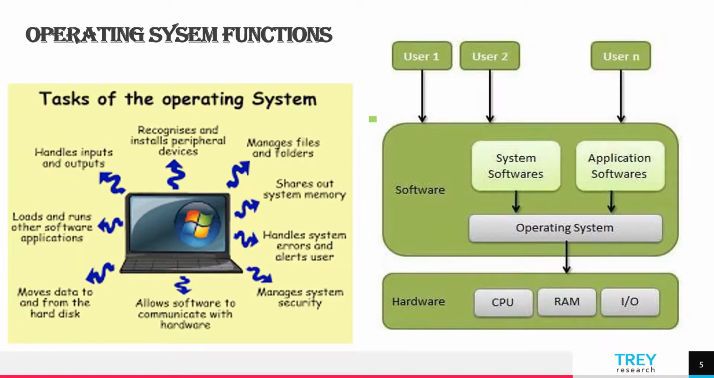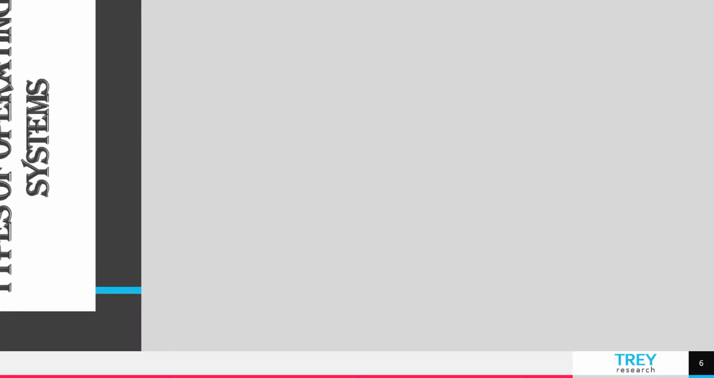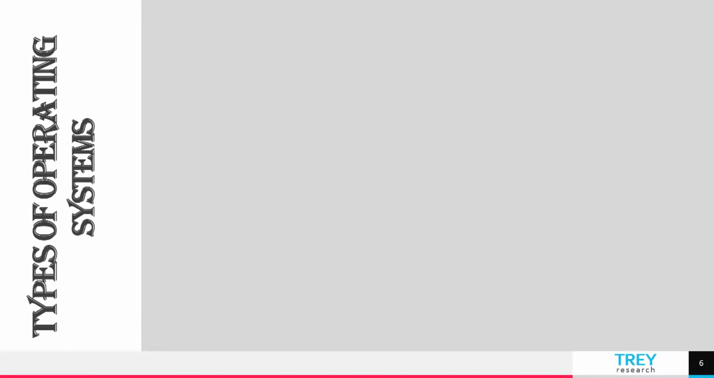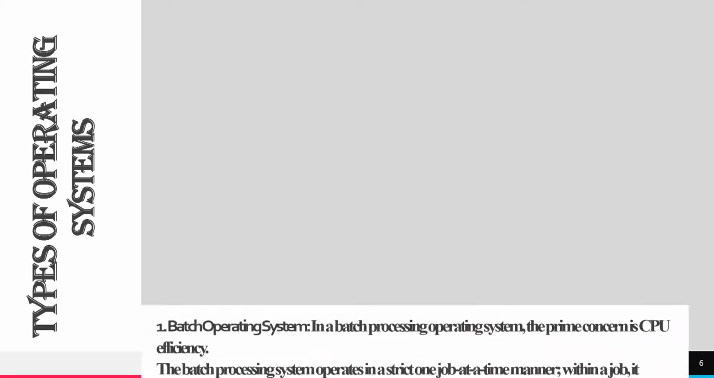Okay, let's make progress. Operating system functions. This diagram here simplifies all the functions that we were talking about from the previous slide. This one is self-explanatory. Now, having looked at the functions of an operating system, let us talk about the different types of operating systems that are there.